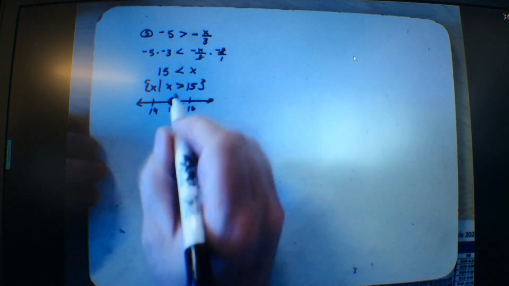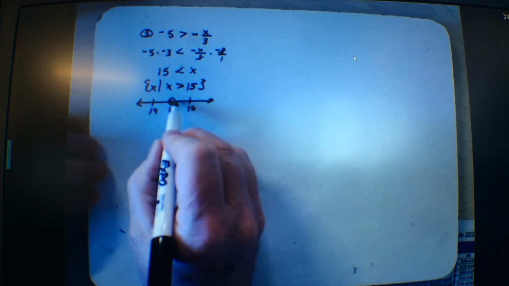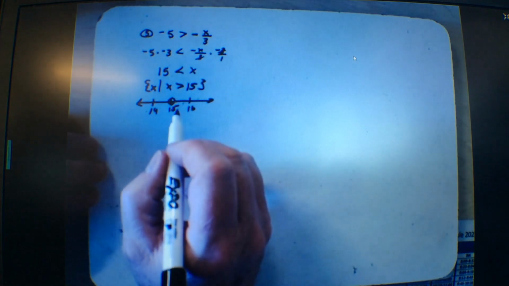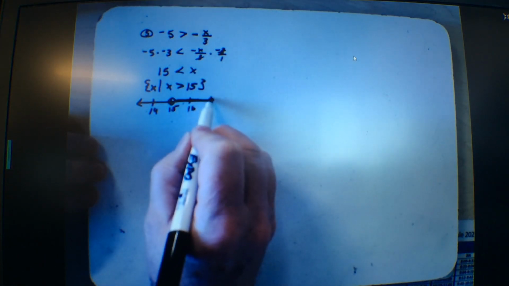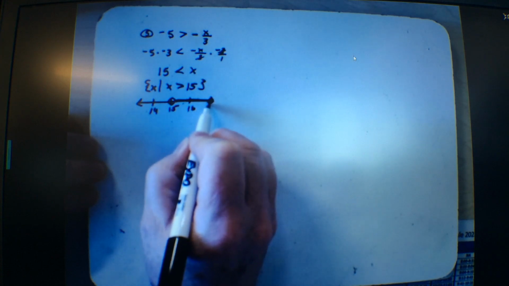And I put an open or closed circle on 15. Open. And I shade which direction? Which way? It's right. And I make sure you shade the arrow. Okay, so Allie, tell me interval notation. How do I write this?